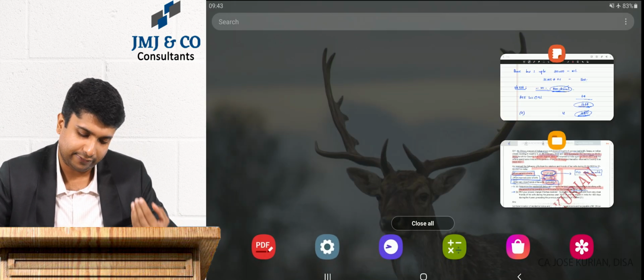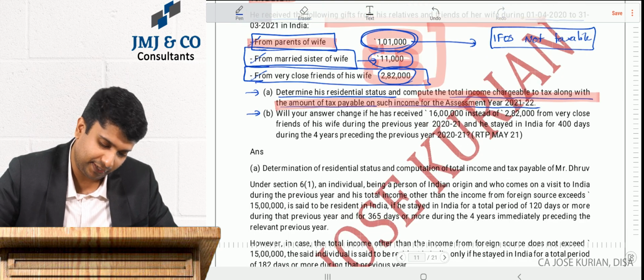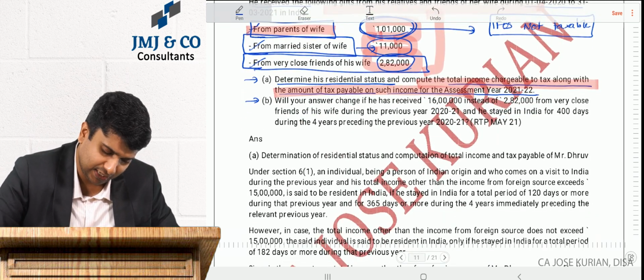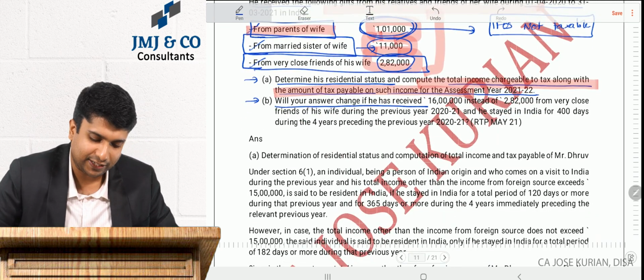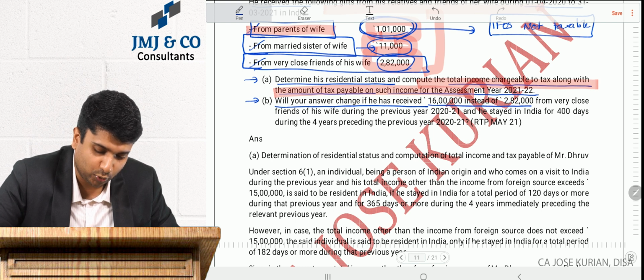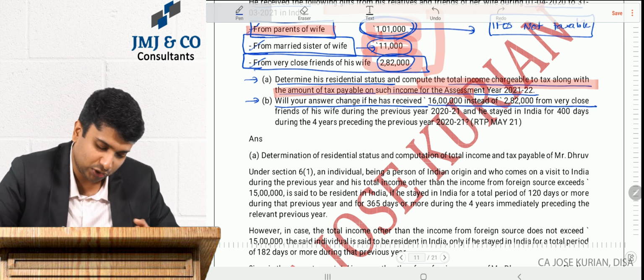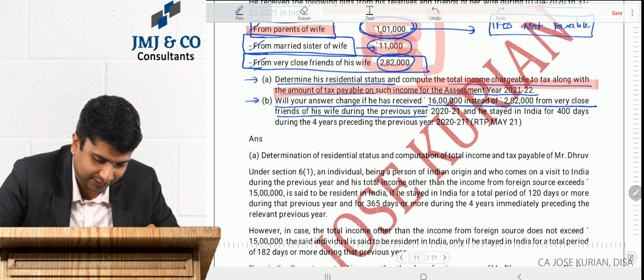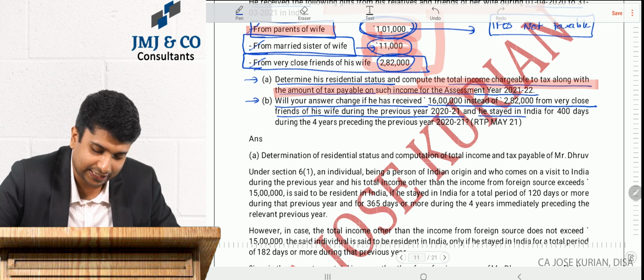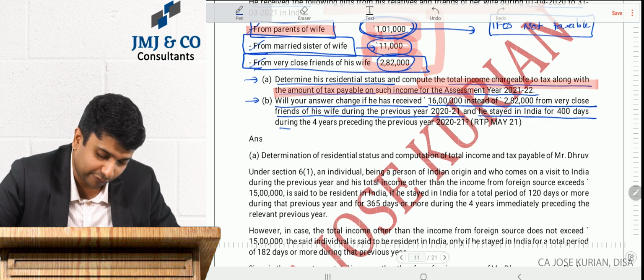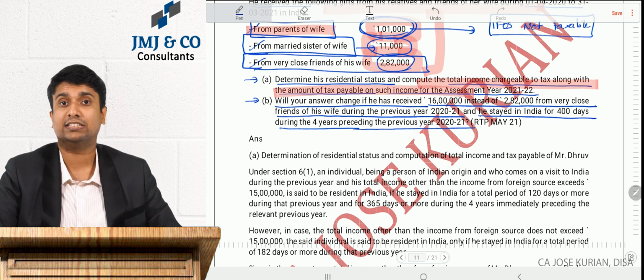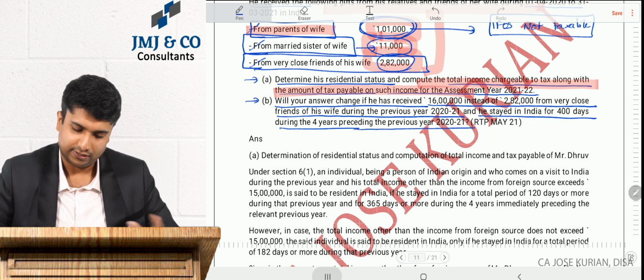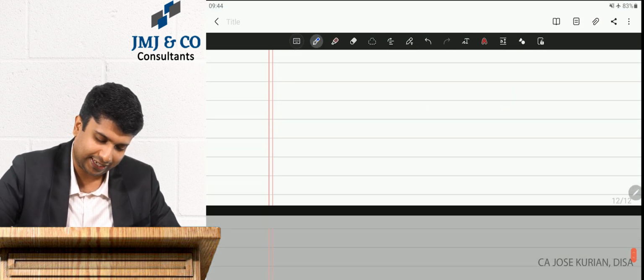Now friends, it's time for us to go to alternate B. There is also a B part for this question. Will your answer change if he received 16 lakh instead of 2,82,000 from very close friends of his wife during the previous year 2021, and he stayed in India for 400 days during the 4 years preceding the previous year 2021? Will your answer change? Yes. And let's compute what exactly is the change.